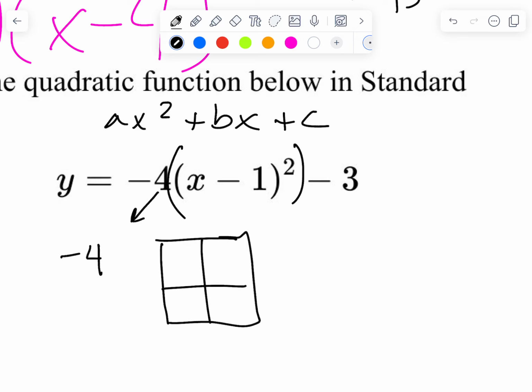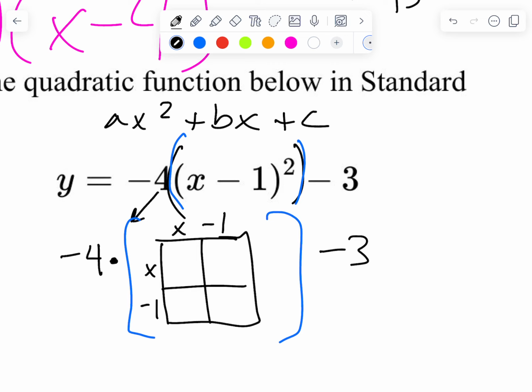So I know x minus 1 squared is really x minus 1 times x minus 1. I'm just going to deal with this part. I'll put it in the blue here. And then at the end, I'll have to do minus 3. So x minus 1 times x minus 1, well, x times x is x squared. X times negative 1 is negative 1x. X times negative 1 is negative 1x. And then negative 1 times negative 1 is positive 1.